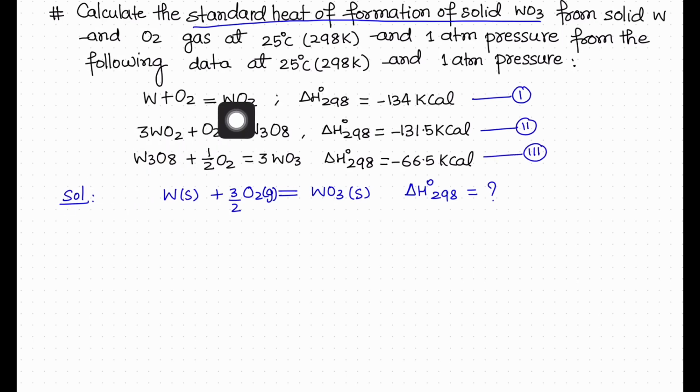Our target is to derive this given reaction out of these three reactions. We have to add them or subtract them, whatever we want to do, but make sure that while adding, all the other intermediate terms like tungsten dioxide, W3O8, all should be cancelled, and you should get this final reaction. Here it's WO2 and here it is 3WO2. So to cancel this while adding, we have to multiply equation 1 with 3. So we'll multiply equation 1 with 3.